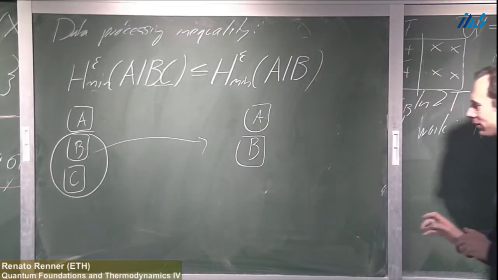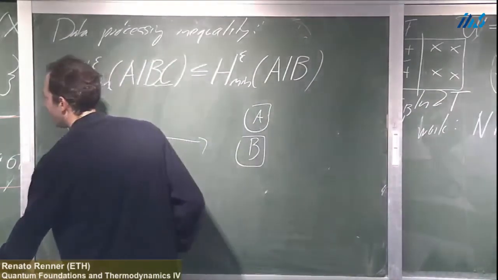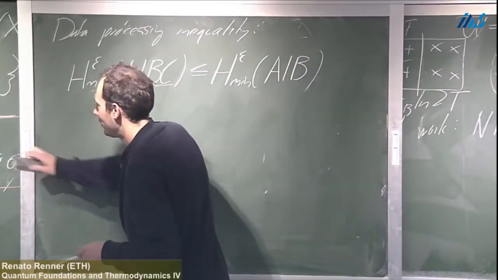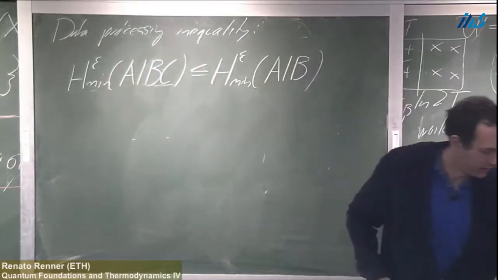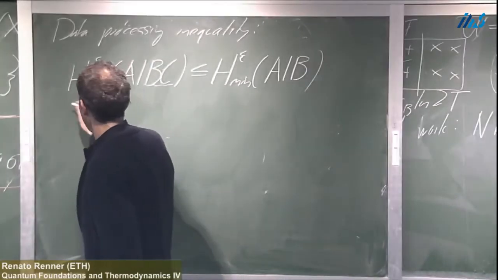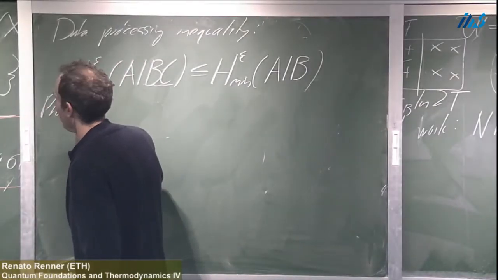Now let me briefly give the proof. So maybe you see it directly from the definition. I just need to write down essentially the definition, and then the proof is almost there. So what does the entropy in general tell me? So the proof is the following.